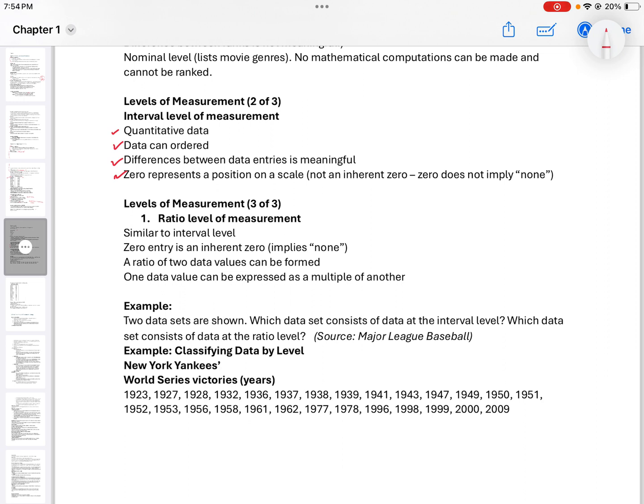We also have the ratio level of measurement. Similar to the interval level, but the 0 entry is an inherent 0, so 0 implies none. A ratio of data values can be formed, and one data value can be expressed as a multiple of another.